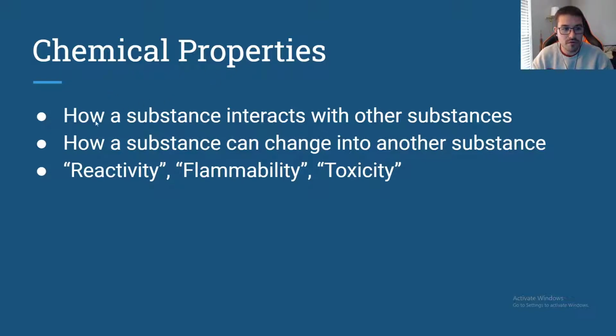Okay? So chemical properties describe how a substance can interact with other substances or how a substance can change into another substance. So these chemical properties are a little bit harder to spot sometimes. So here are some keywords that you might want to look for. A compound's reactivity or a chemical's reactivity, its flammability, its toxicity. These would all be chemical properties of substances if you hear them discussed. Okay? But once again, chemical things in nature tend to talk about how the identity of a substance changes.